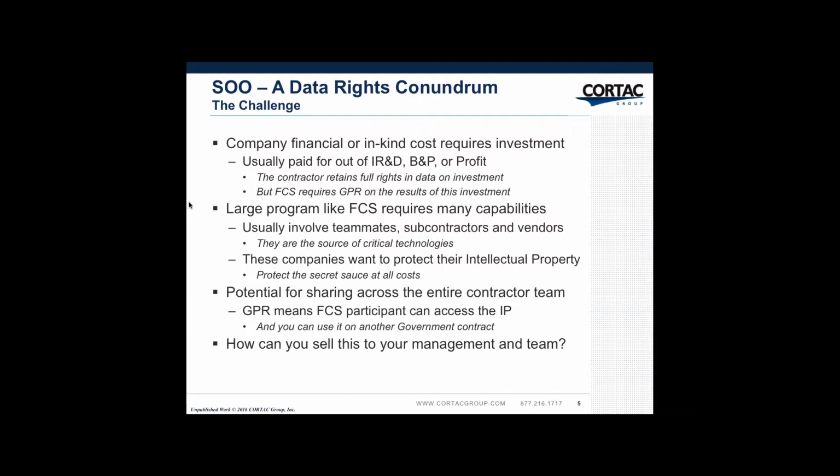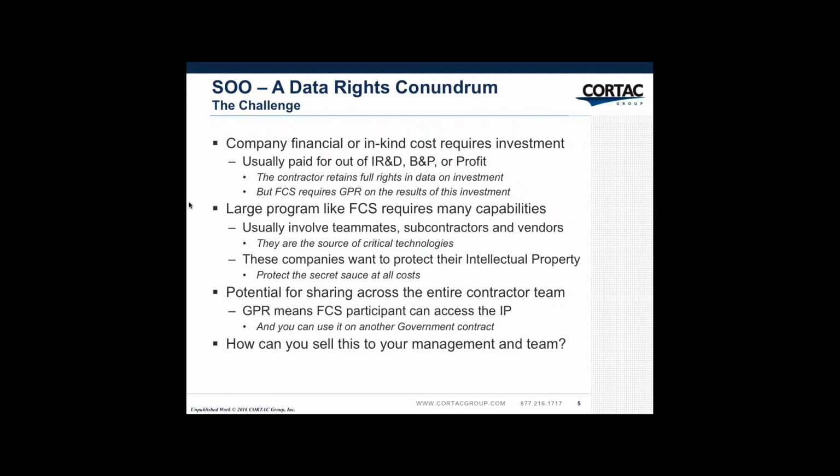On our Future Combat Systems, which was a huge program and was going to roll out for years, there are many capabilities that the winning contractor is going to have to get. This would involve teammates, subcontractors, and vendors, which are typically the source of those technologies that you need to execute the contract. The companies want to protect their own intellectual property because, after all, that's the secret sauce that allows them to make money.